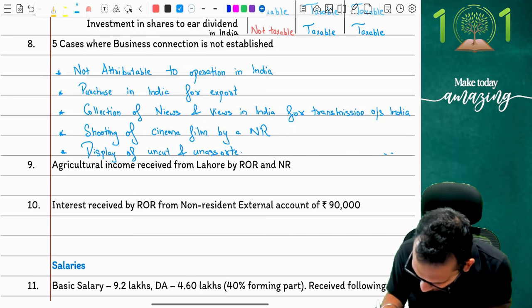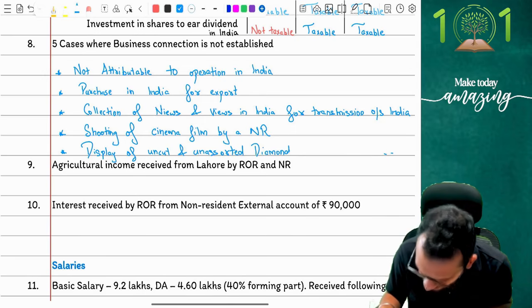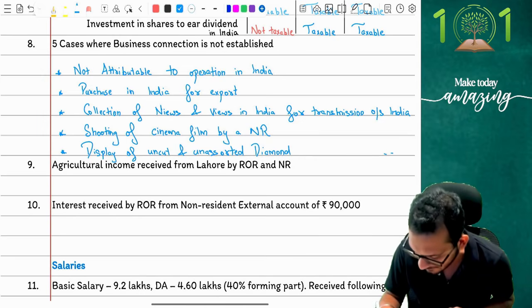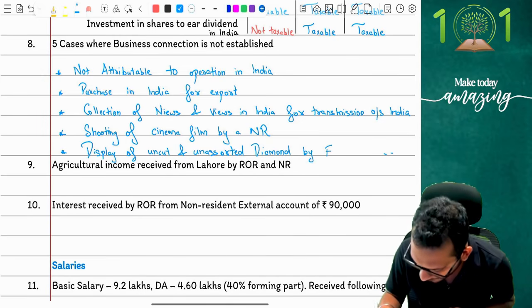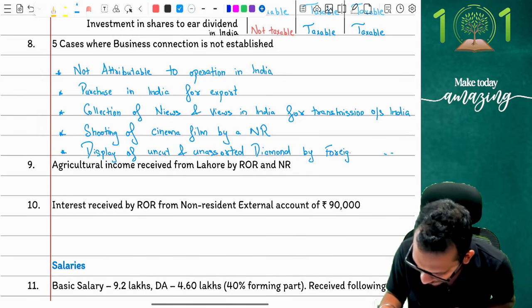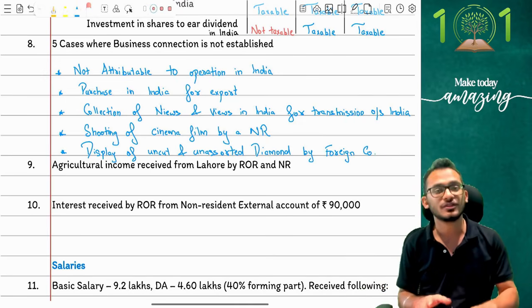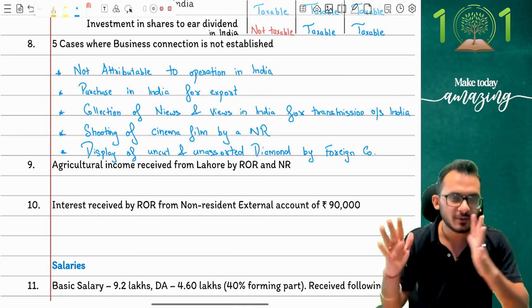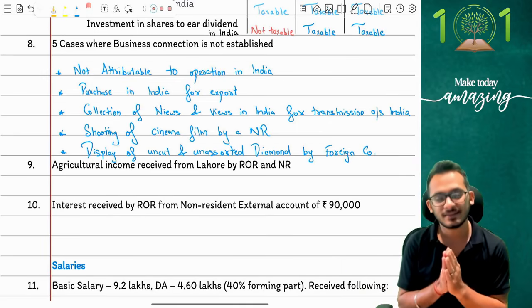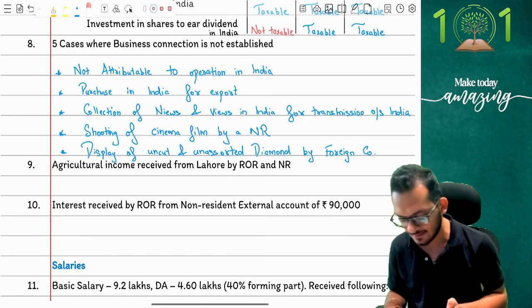Yes, so display of uncut and unassorted diamonds. Now, if you remember, people, the last line is more critical. It is display of uncut and unassorted diamonds by a foreign company. Not everyone is going to get this exemption. It is only an exemption for a foreign company. Only foreign companies are exempted from this transaction. Yes, that is what the understanding is. Clear with me on this understanding? Chalo. That is what case number 8 is, people.